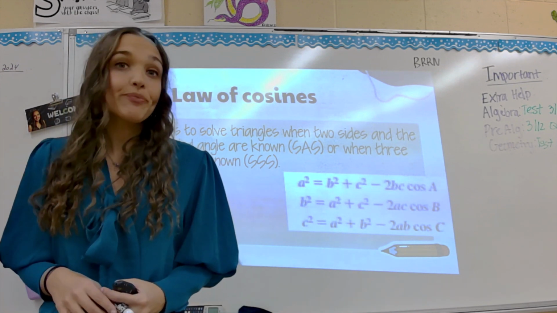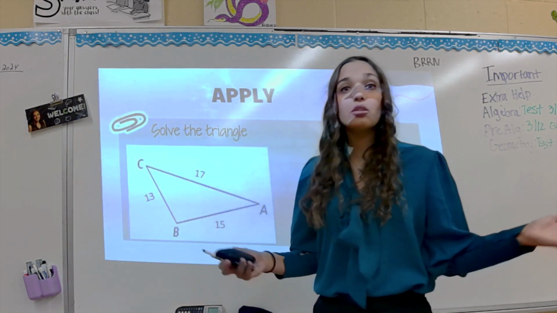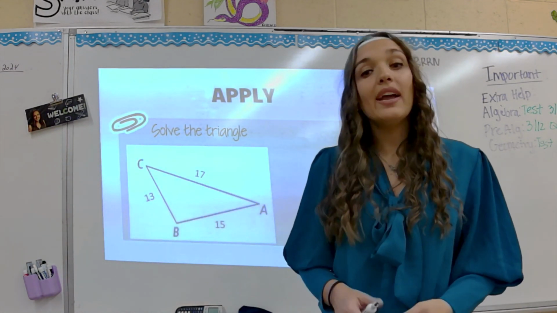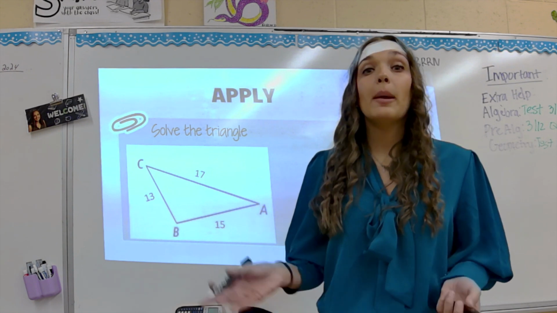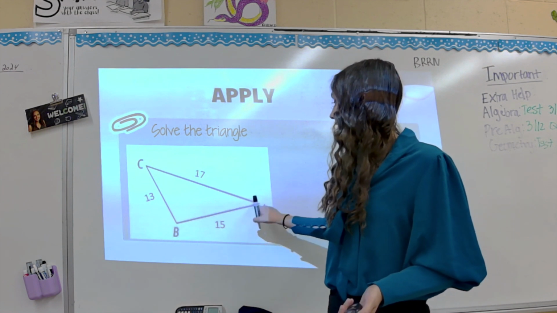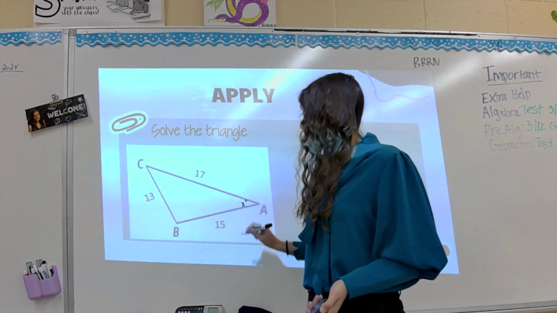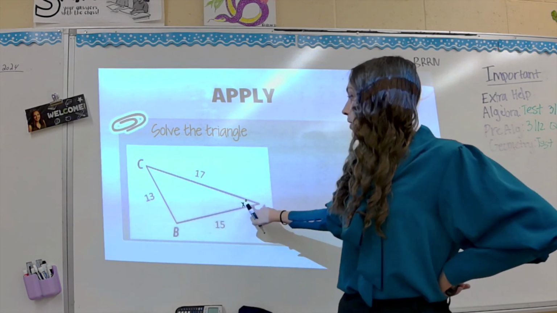I look at this problem, and I have 3 side lengths. So this is going to be side, side, side. When I have side, side, side, I'm going to use my law of cosines. So with my law of cosines, I'm going to find angle A first. I'm going to say this is x just for our purposes. So that's what I'm looking for now.